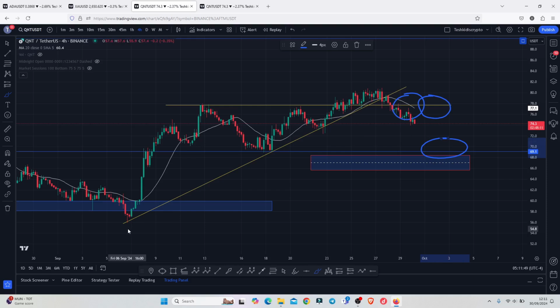We have also seen a break to the lower side of this ascending trend line, which is an indication that we have started to see a change of structure of this upward movement that we have been seeing for the past few days. And that is the first indication that we are going to see lower prices in the next coming days.